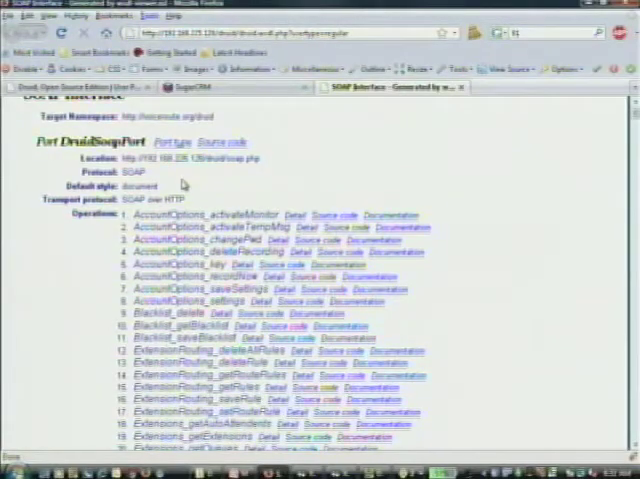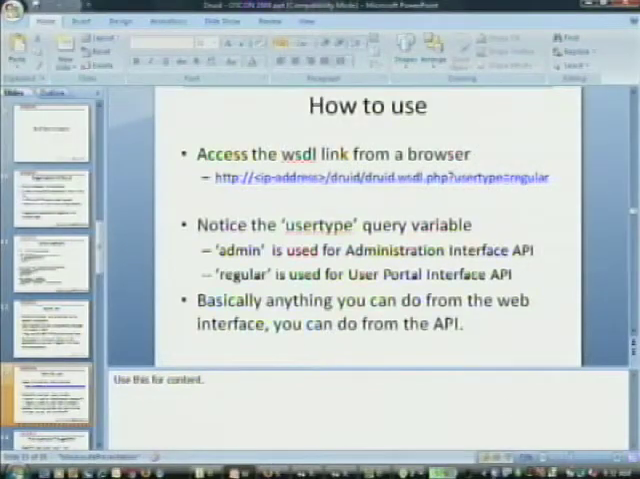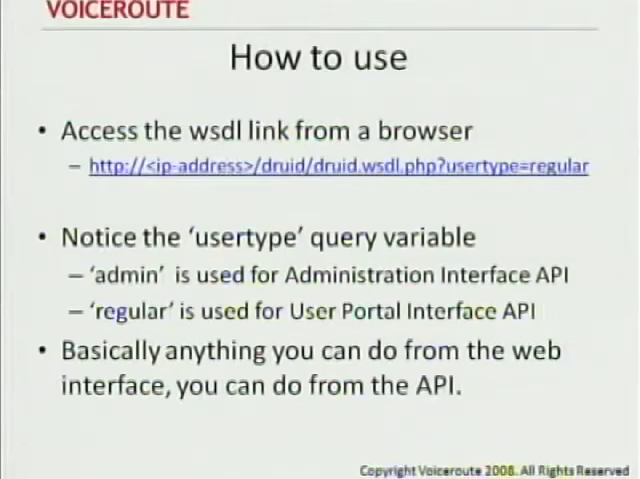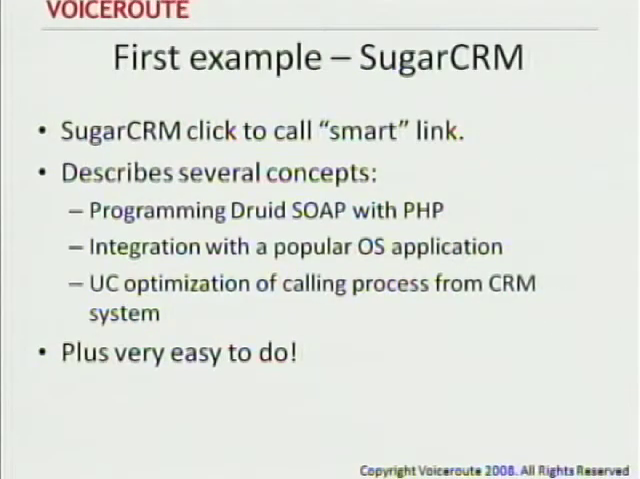So what you can do now is write your own interface. You can even combine some of these function calls and create something a lot better. Like I said, basically anything you can do from the web interface, you can do from the API. So I'm going to go through a first example, and I hope this is pretty interesting to you.